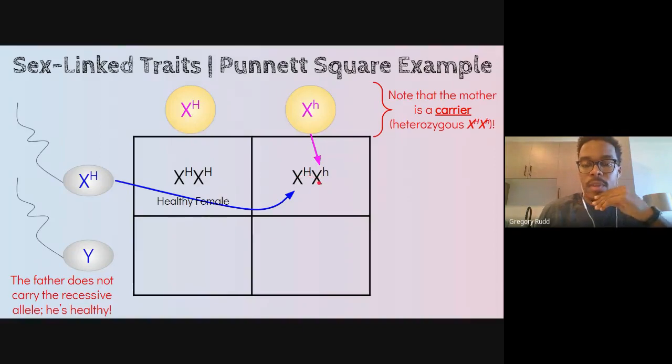Now, if this is the genotype, then what is the phenotype of this offspring? Is this offspring male or female? Is this offspring healthy or hemophiliac? Is this offspring a carrier? What can you tell me about them?